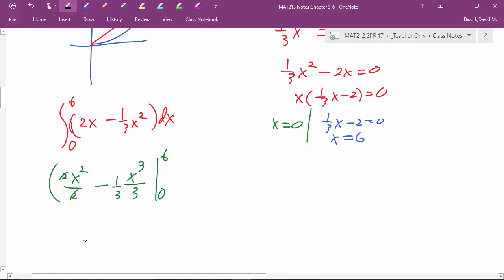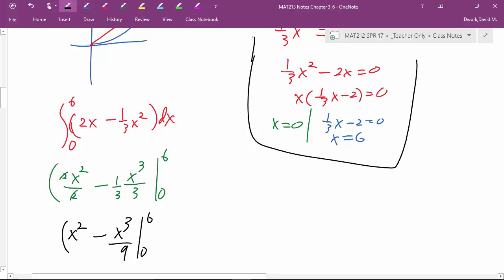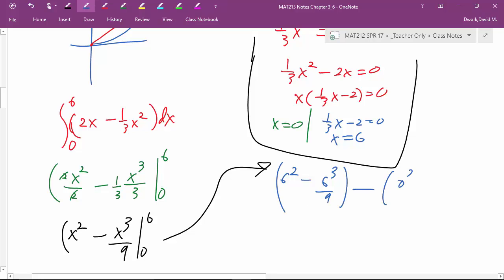So what does that leave us with? Just simplifying before we plug in our values, that would just be x squared minus x cubed over 9, going from 0 to 6. So now I'll put this off to the side. Here we go. Let's substitute in our values. This would be 6 squared minus 6 cubed divided by 9, minus 0 squared minus 0 cubed divided by 9. And the good news, this whole part goes to 0. So we're just looking at this part.